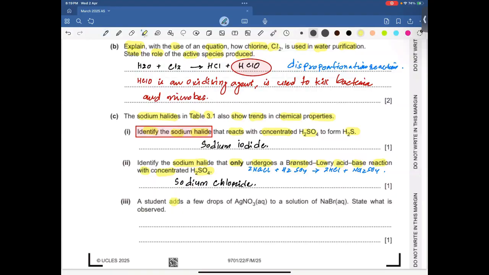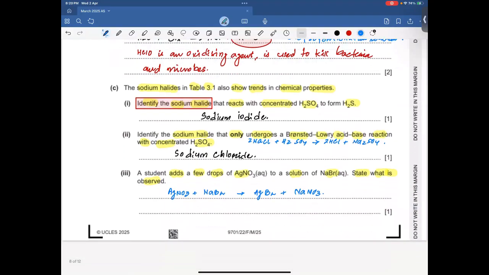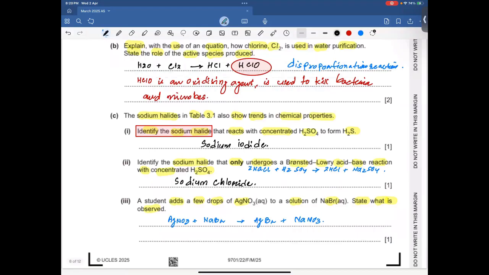A student adds a few drops of silver nitrate to a solution of NaBr. State what is observed. Whenever silver nitrate and NaBr react together, they convert into a creamy precipitate of silver bromide and a colorless solution of NaNO3, because all nitrates are soluble. So, creamy precipitate.